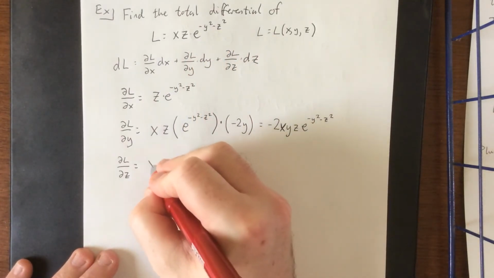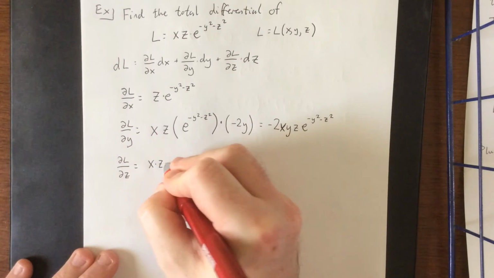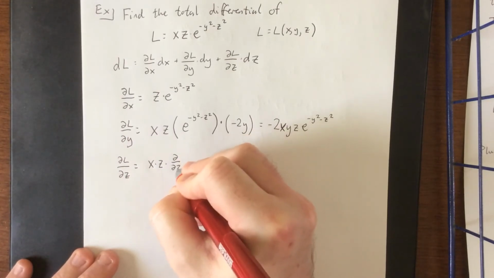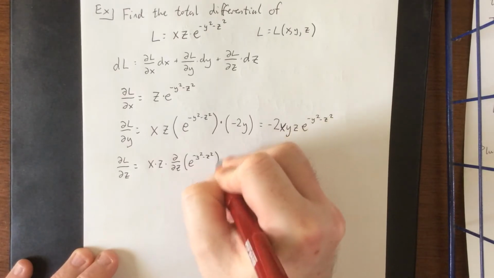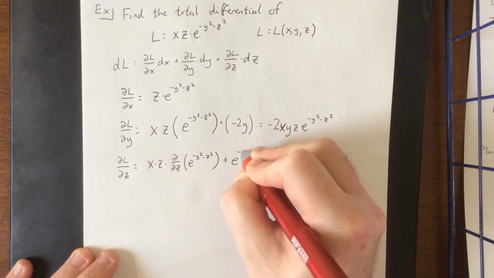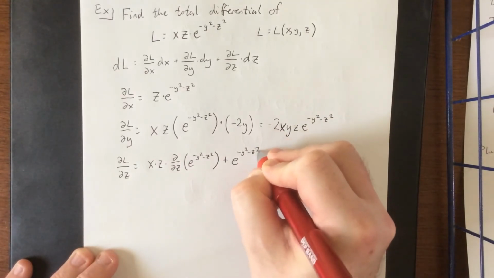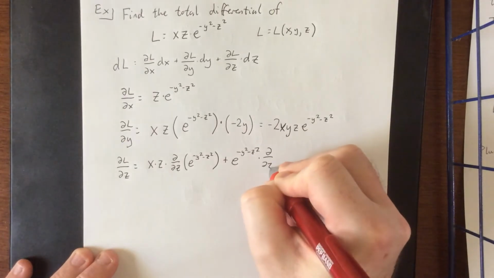So this will be first times the derivative of the second plus the second times the derivative of the first.